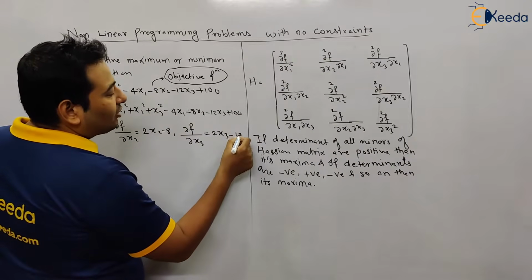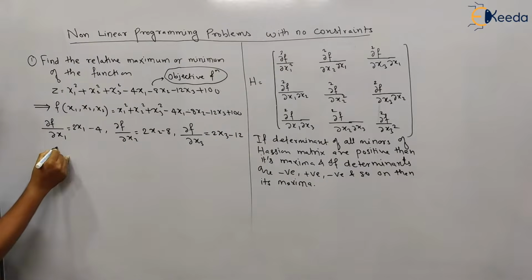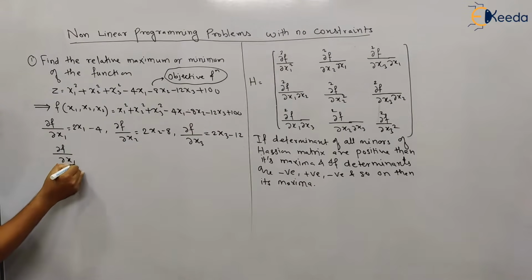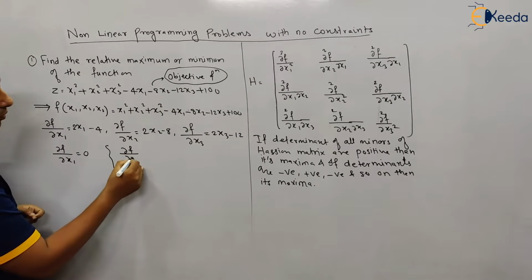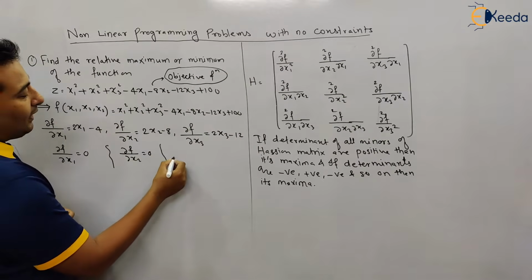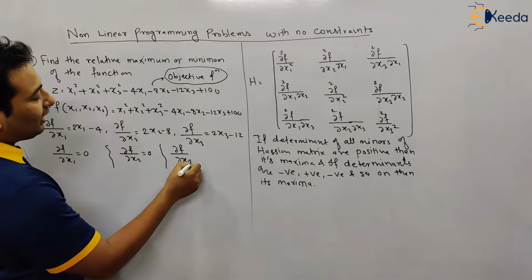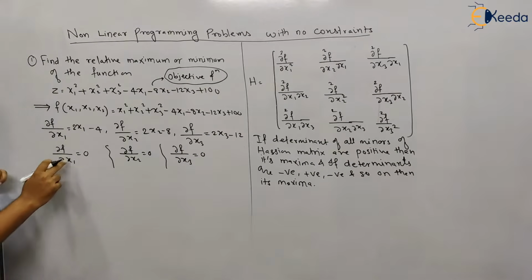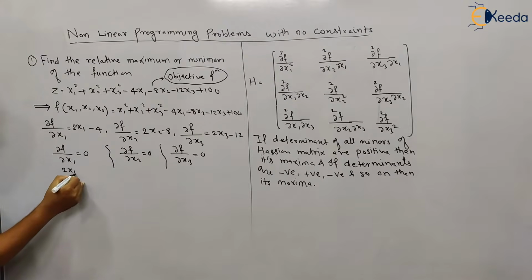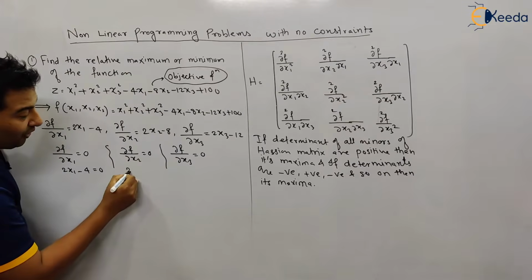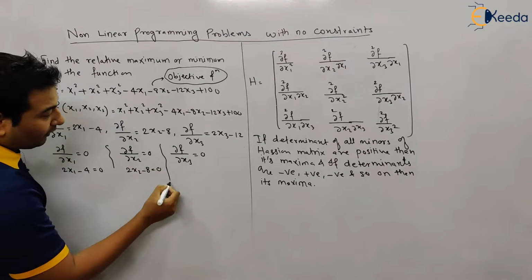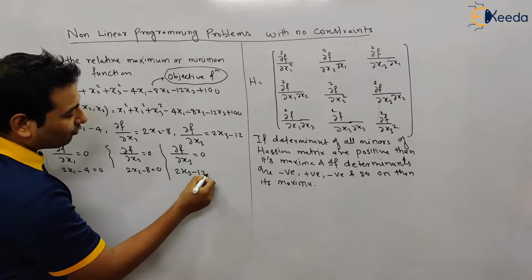And then we have minus 12. What next? I am going to equate ∂f/∂x1 equal to 0, ∂f/∂x2 equal to 0, and ∂f/∂x3 equal to 0. Let us equate. If you equate, this will be 2x1 minus 4 equal to 0. Remember the procedure. Equate this to 0, and finally 2x3 minus 12 equal to 0.